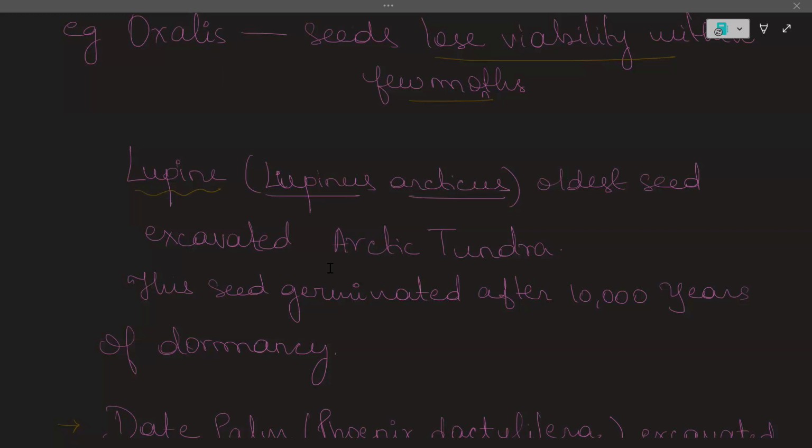Ma'am, what is the meaning of excavated? See, excavation is when people do the digging, like archaeological stuff, the digging that people do so as to find stuff that has been buried under the ground for thousands and thousands of years. So when people dug it and found this out. Okay, ma'am. Thank you.